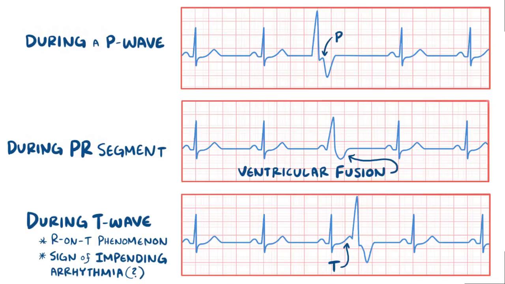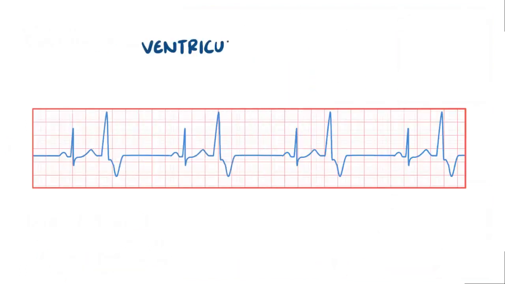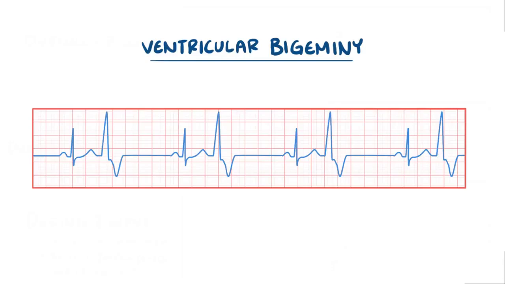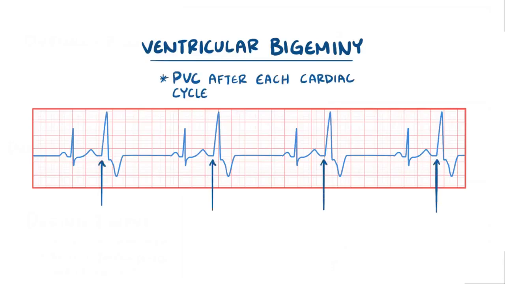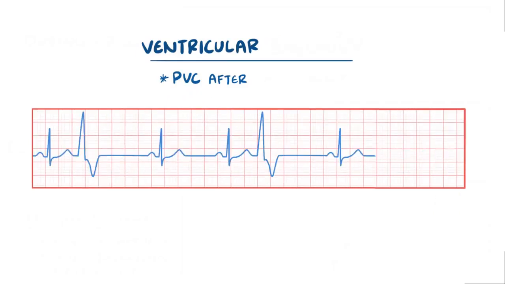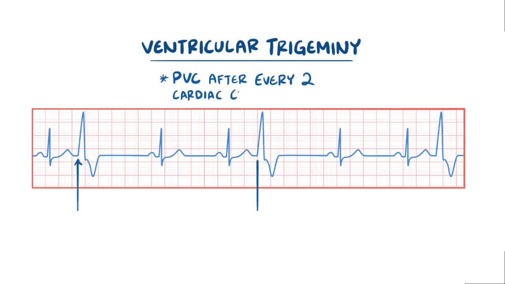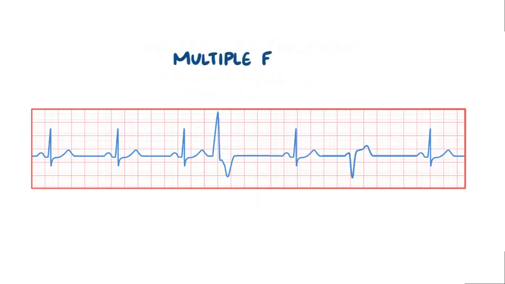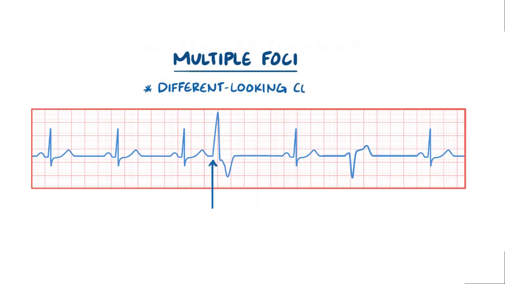Sometimes premature ventricular contractions can keep happening, rather than be isolated events. For example, ventricular bigeminy is when a premature ventricular contraction consistently comes after each normal cardiac cycle. Ventricular trigeminy, on the other hand, is when one consistently comes after every 2 normal cardiac cycles. Also, you might have multiple ectopic foci firing off PVCs, which end up producing different appearing QRS complexes on a single rhythm strip.